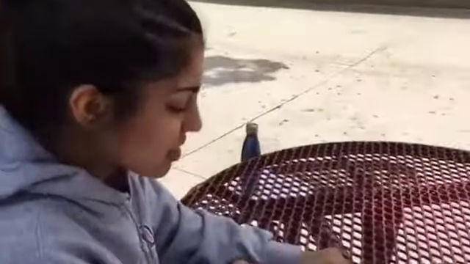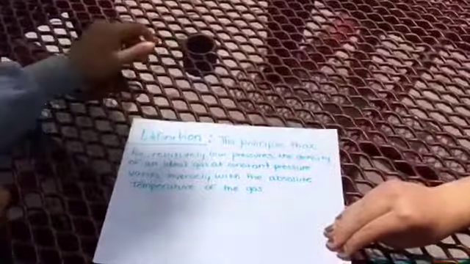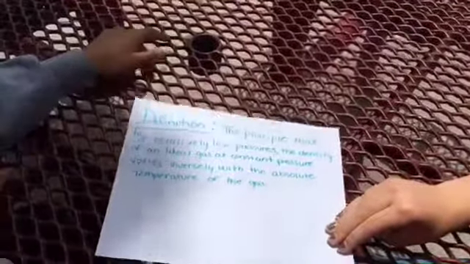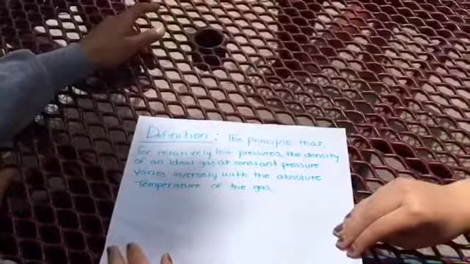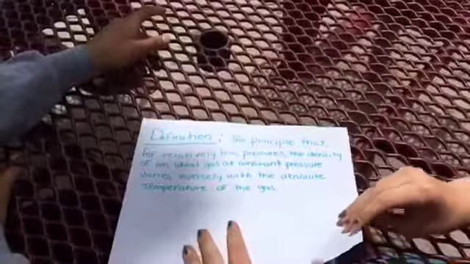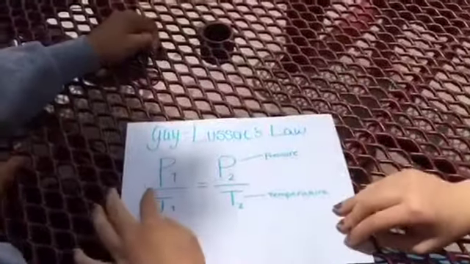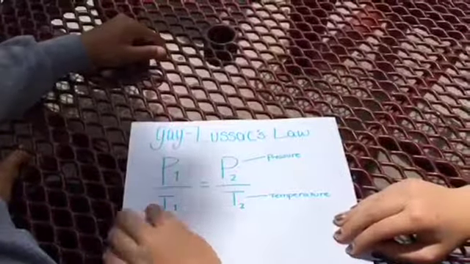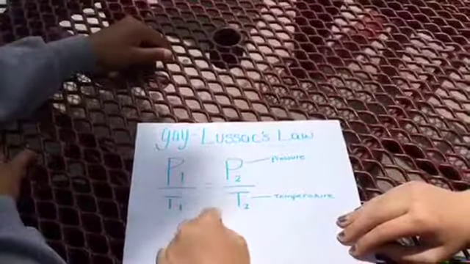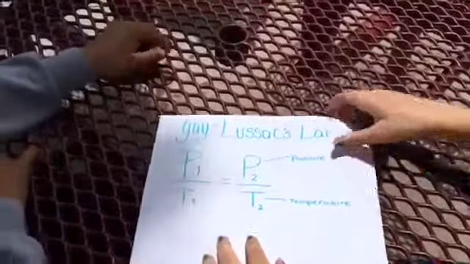Okay, go. What law is this? It says the principle that for relatively low pressures the density of an ideal gas at constant pressure varies inversely with the absolute temperature of the gas. What is that? This is Gay-Lussac's law, and it's that the initial pressure over the initial temperature equals the final pressure over the final temperature.